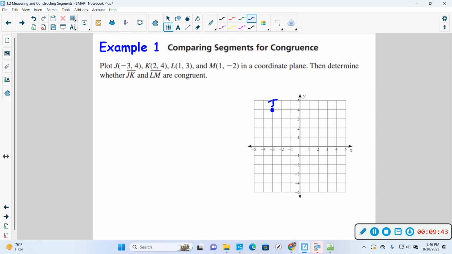K is at 2, 4. Right 2, up 4. L's at 1, 3. And M is at 1, negative 2. So I'm going to give you a second to plot all your points.